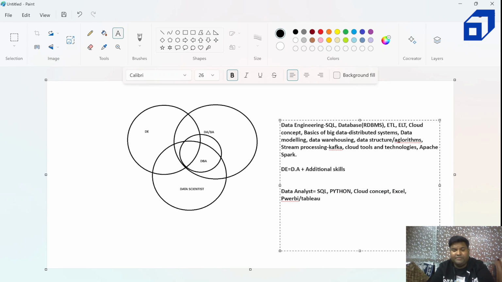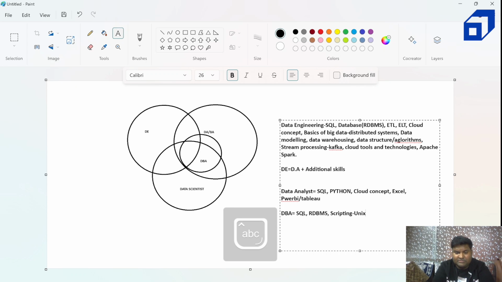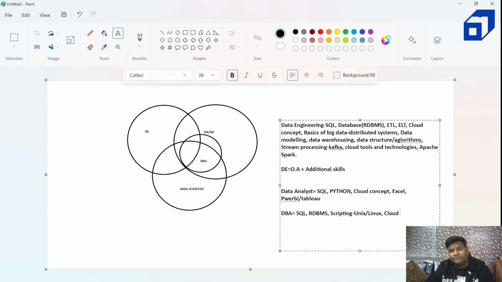Then who is a DBA? A database administrator should know SQL, should know RDBMS. Sometimes they know scripting language such as Unix or Linux, right? They know cloud concepts these days, right? So these are the major skills of a database administrator. They majorly work on on-premise, but yeah, depending upon the company to company, they might change from on-premise to cloud.